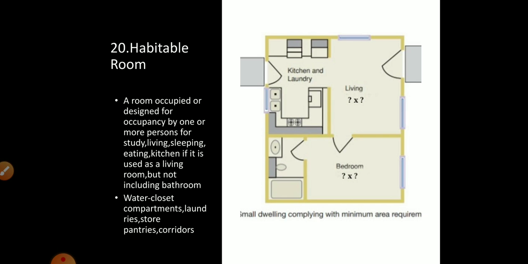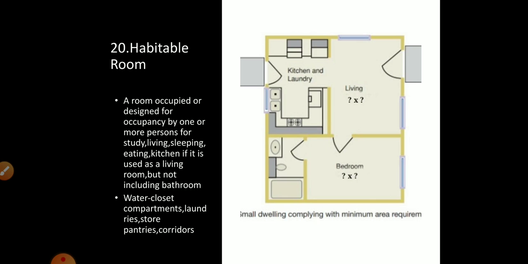The next is habitable room. So what is the habitable room? A habitable room is a room occupied by one or more persons for study, living, sleeping, eating, or in the kitchen. It does not include bathrooms, water closet compartments, laundries, serving and store pantries, corridors. These spaces are not used frequently or during extended periods.